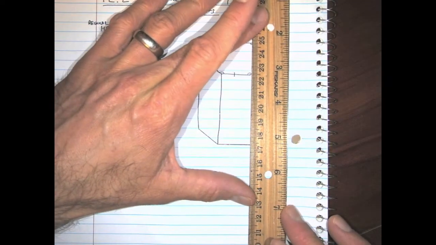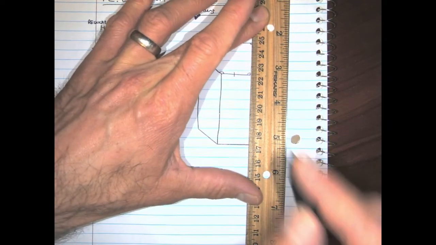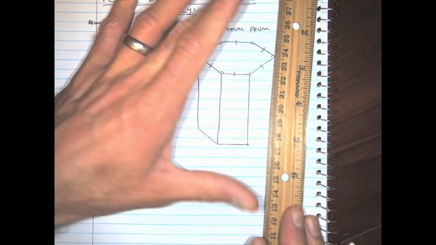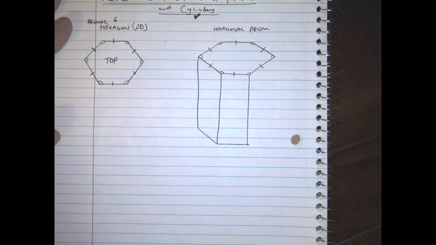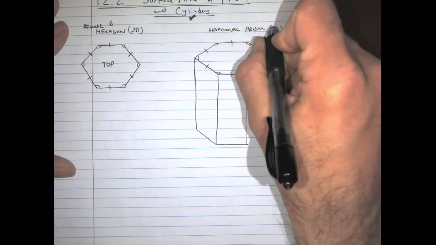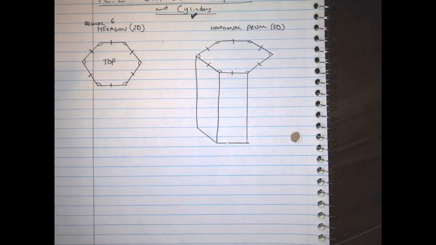Do you see what I'm creating? Maybe. Trying to make all these vertical lines parallel. Okay. Two-dimensional figure right here. We're creating a three-dimensional figure, what we call a hexagonal prism.